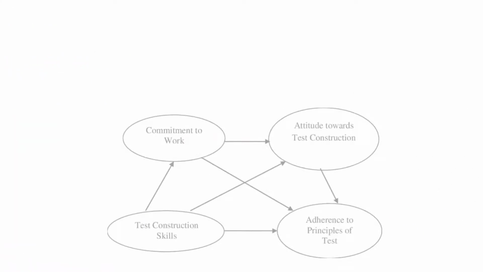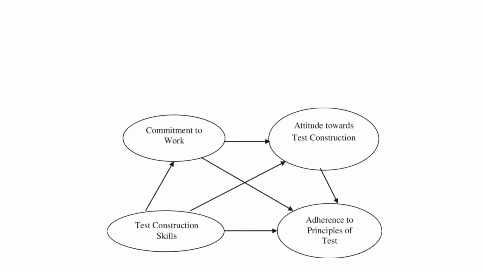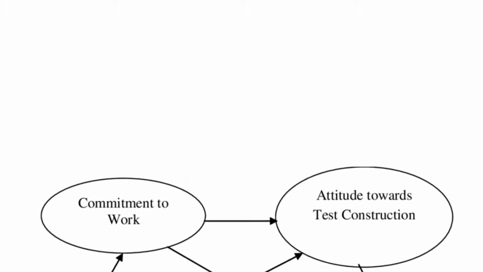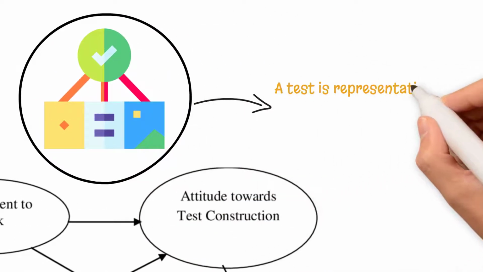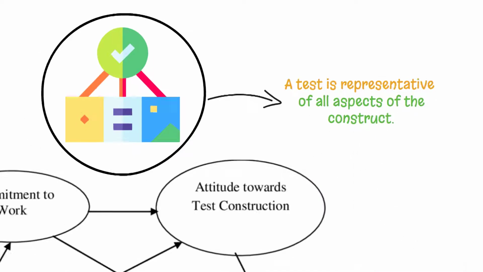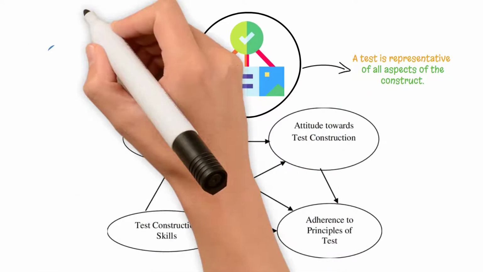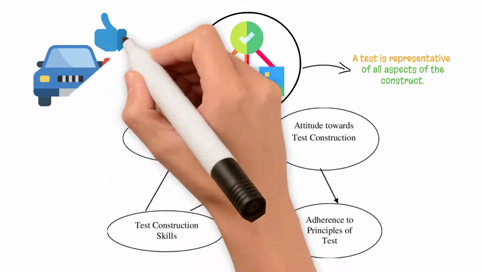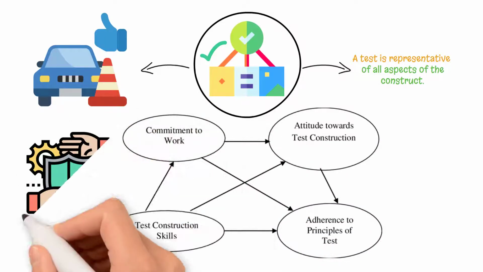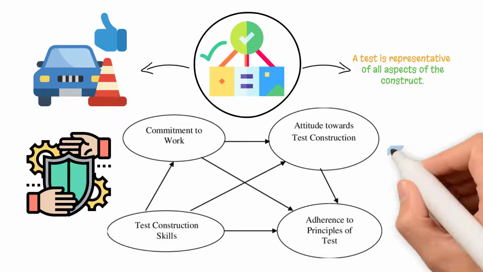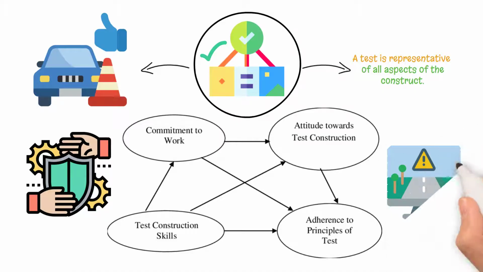When we talk about the principles of test construction, we're referring to the meticulous process that ensures a test measures what it's supposed to measure. A key principle here is content validity, the degree to which a test is representative of all aspects of the construct. For instance, if a driving test is designed to assess all the critical skills required for safe driving, it should have content validity. It's not just about having consistent results, reliability, or being standardized. It's about the test reflecting the actual skills needed for driving.